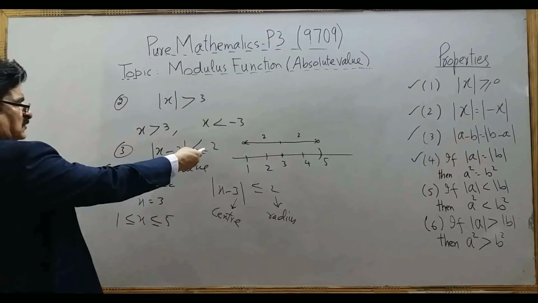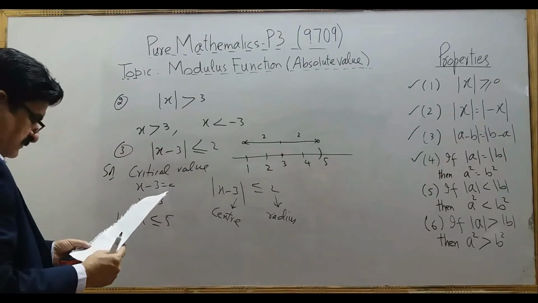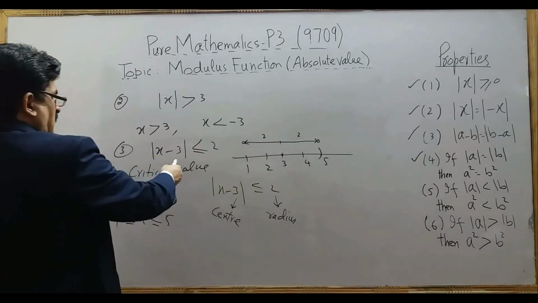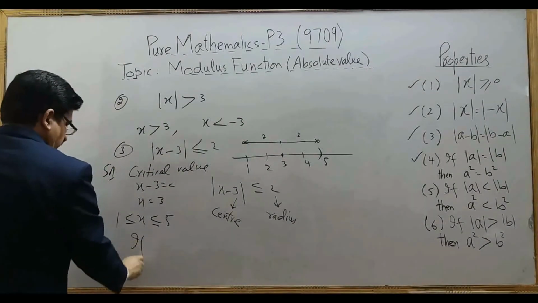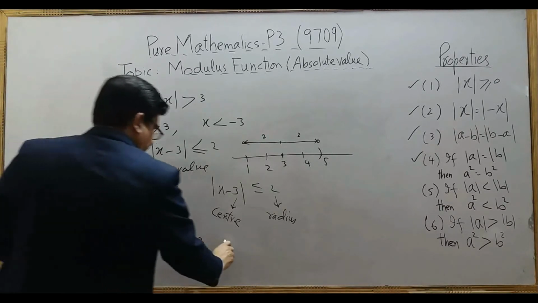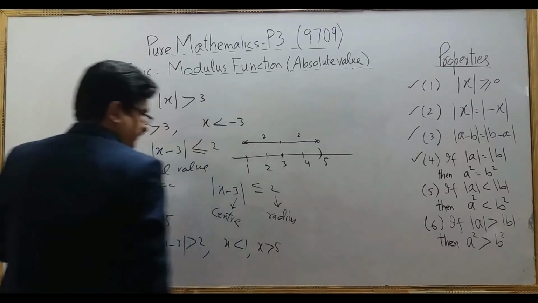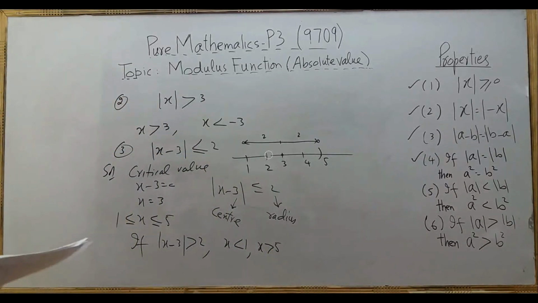Similarly, if we have greater than 2, then you will have the answer. If we have the question |x minus 3| is greater than 2, then the answer will be x less than 1 and x greater than 5. You can also solve by graphical method.